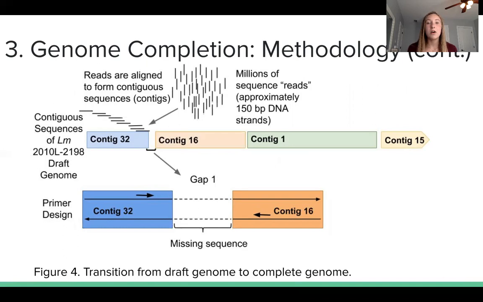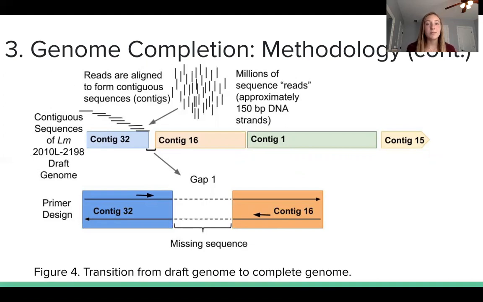After that, all of the reads are sequenced and aligned to form larger groups of DNA called contiguous sequences, or contigs. And once all of these contigs are created and aligned in order, there are gaps existing between them. And once it's at this stage, it's called a draft genome. And my job now is to fill in those gaps that exist between all of the contigs.